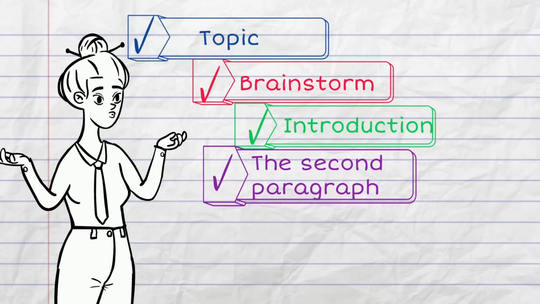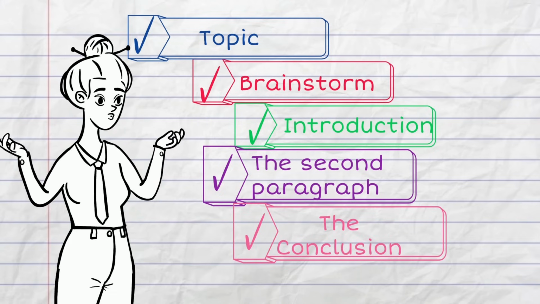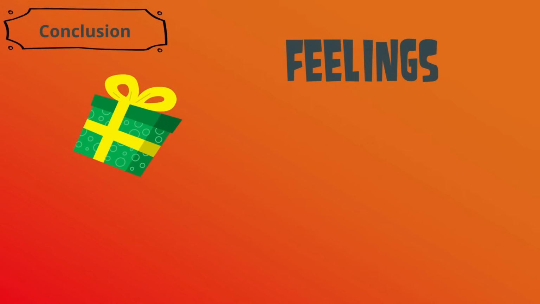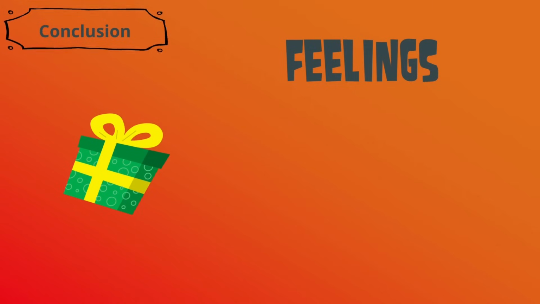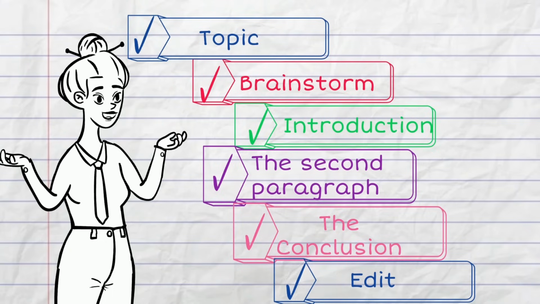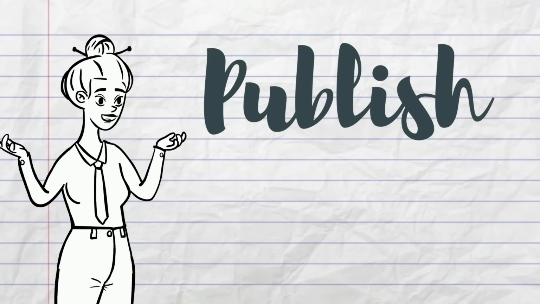And the last paragraph is the conclusion. It wraps up the whole essay. It simply ties all the thoughts together. And don't be afraid to share your feelings about the topic. But remember not to add any new details in the concluding. Then, edit your writing using this writing checklist. And the final step is to publish your work and share it with the world.